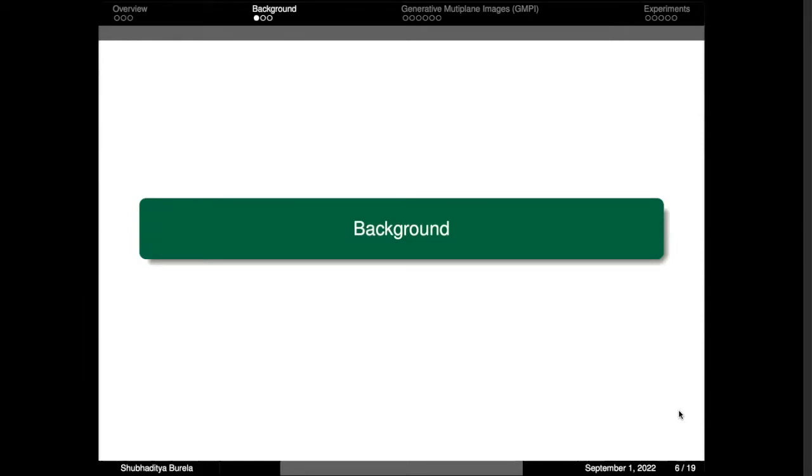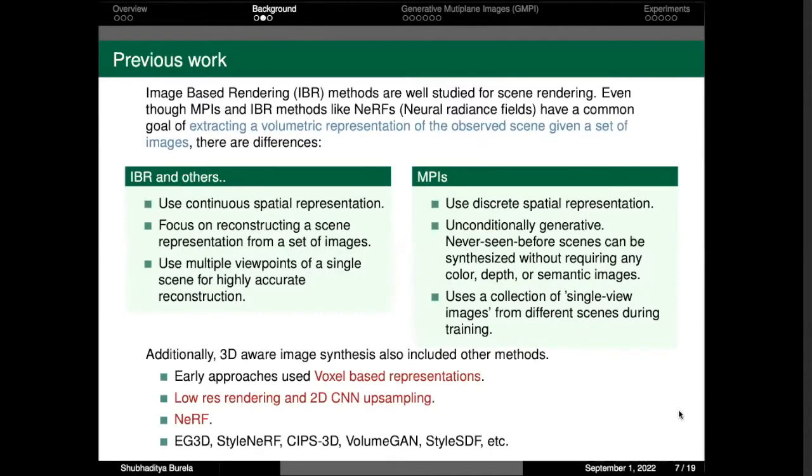Now, what we are going to see next is a brief background for the methods that are developed for classical and neural scene rendering, as well as 3D generative models from 2D data. So one of the quite popular and basic methods is image-based rendering. These are well studied for scene rendering. Even though multiplane images and the IBR methods like NeRFs, neural radiance fields, have a common goal of extracting a volumetric representation of the observed scene given a set of images, there are certain differences which stand out, in which MPIs basically stand out.